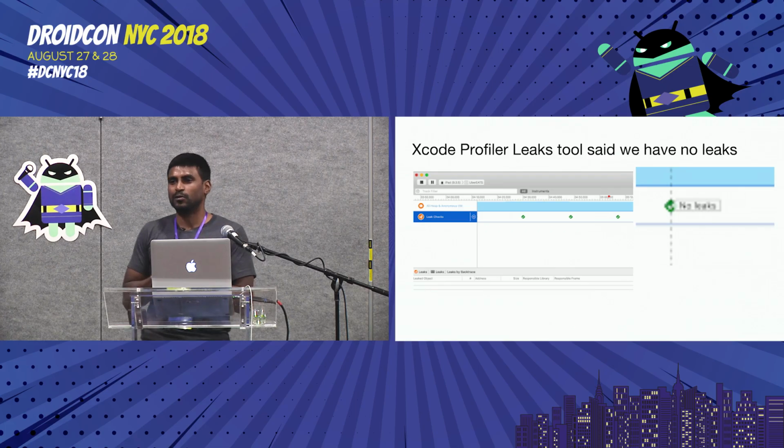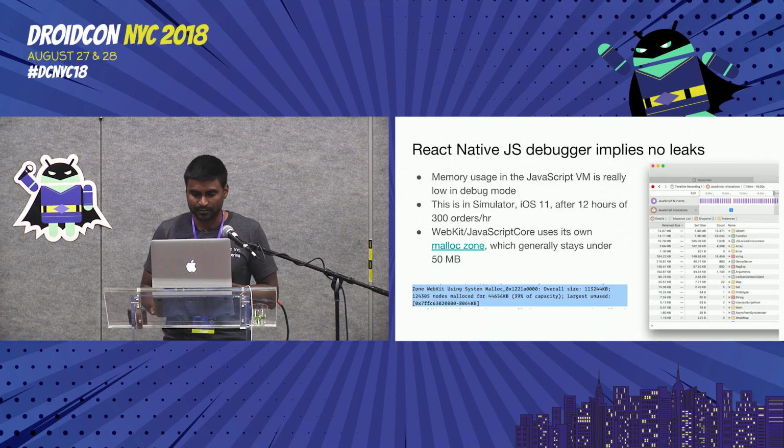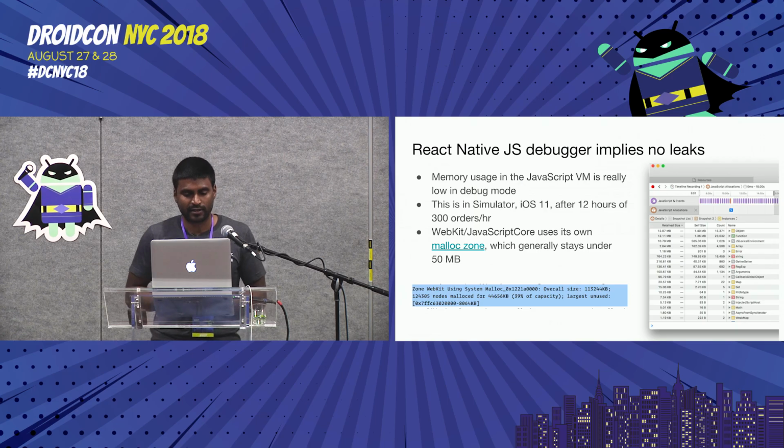The problem with React Native that I think we're still getting better at is that the native tools tell you one thing, and the experience tells you another. In this case, Xcode Instruments tells you there are no leaks. We ran it multiple days at a time, and it just couldn't detect a leak. It doesn't know how the JavaScript engine allocates objects in some cases. The JavaScript debugger, which uses Safari in this case, originally kept implying no leaks.